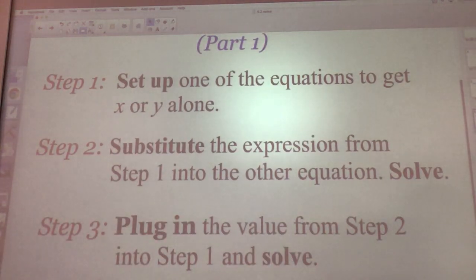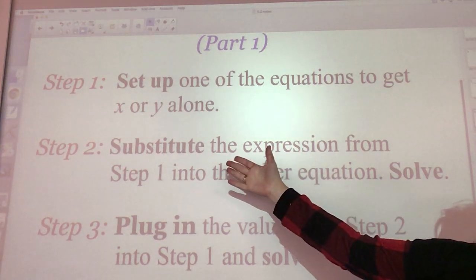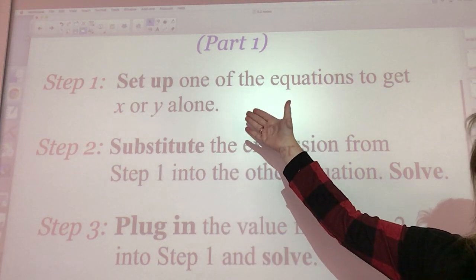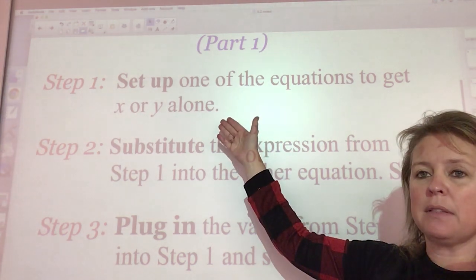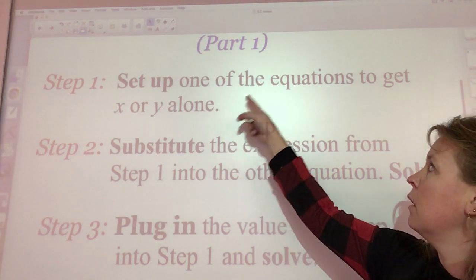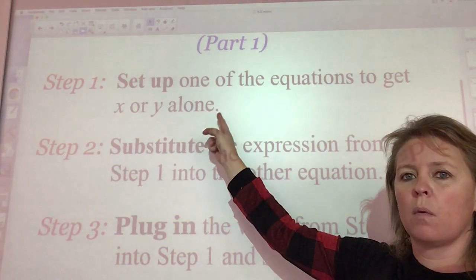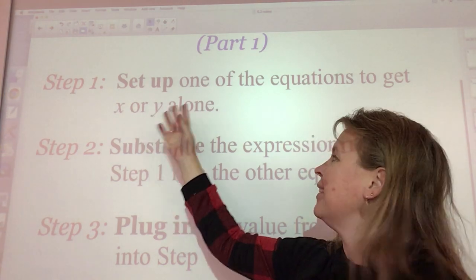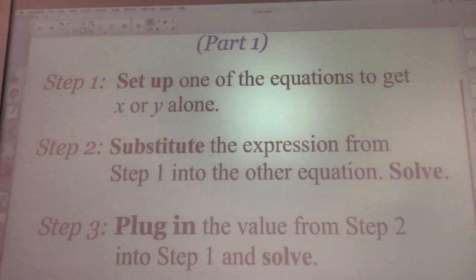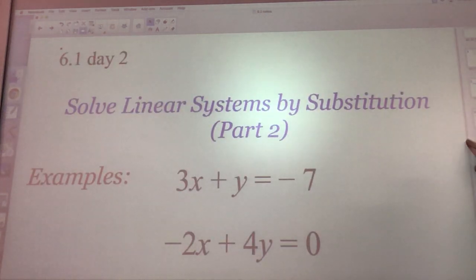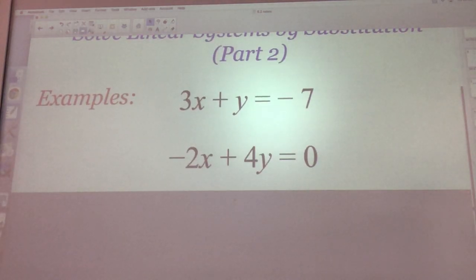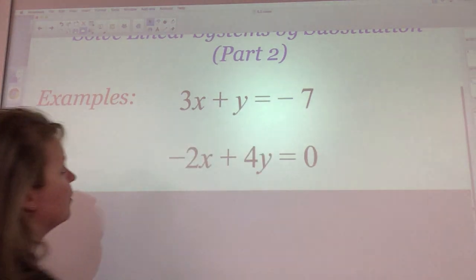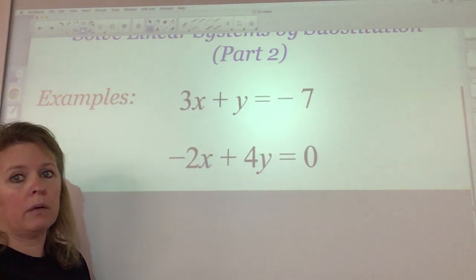On the previous section, we got to start at step two because they gave us this already. It was done. This time it's not. We are going to have to set up one of the equations to get x or y alone. We have always gotten y alone because it was y equals mx plus b. You don't have to get y alone, and I'll show you where there are some advantages and disadvantages of getting y alone or x alone. So in this problem, you are going to pick the variable that's almost already alone.